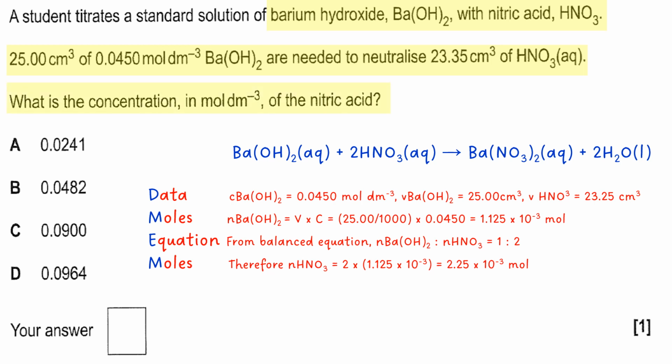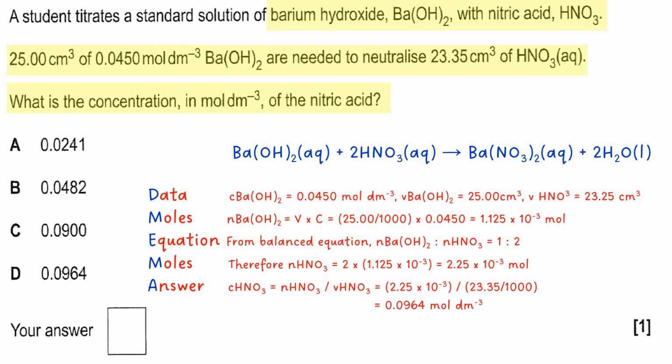Now they want you to work out the concentration of the nitric acid. So to do that, you divide its moles by its volume, making sure the volume is in decimeters cubed. So the 23.35 has to be divided by 1,000 to do that, which gives you 0.0964, which leads you to answer D.